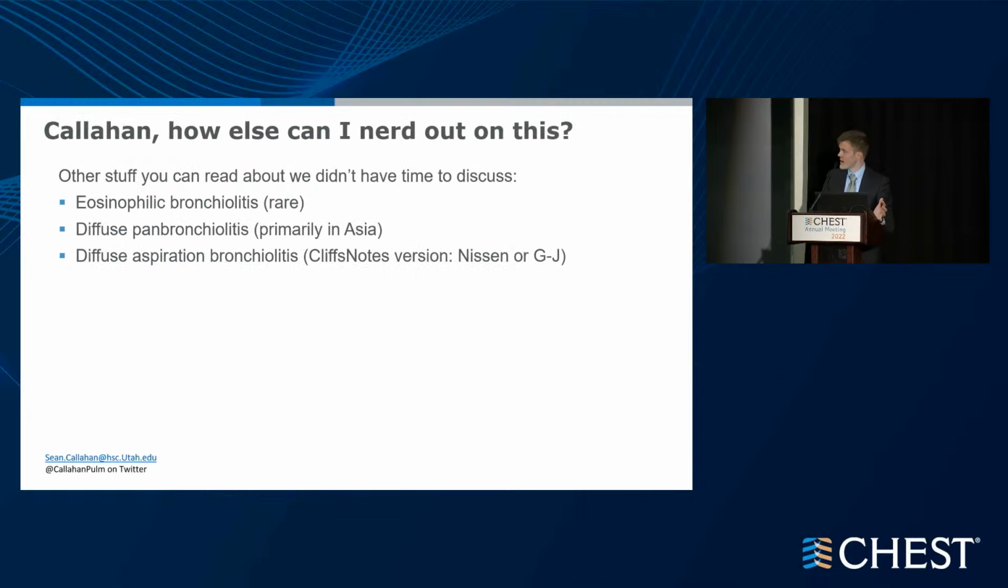Okay, last slide. What else can I read about? There's lots of random things in this bronchiolitis sphere. There's this eosinophilic bronchiolitis thing. There's diffuse panbronchiolitis, which is predominantly seen in Asia, which we extrapolate a lot of our macrolide therapy from. And then there's this thing called diffuse aspiration bronchiolitis. It is exactly what it sounds like. The treatment is getting the patient a Nissen or completely rerouting their GI tract.